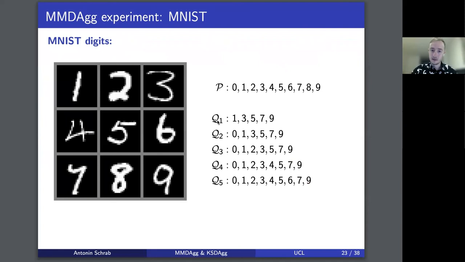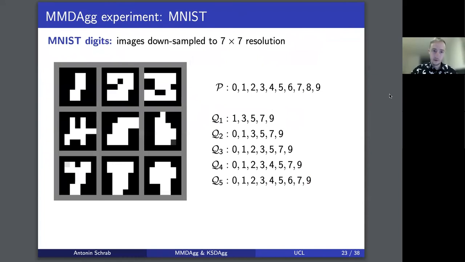So comparing P to Q1 should be relatively easy, while comparing P to Q5 should be relatively hard, because the only difference is that we miss an 8, essentially. Those are MNIST digits, and we actually consider images downsampled to 7x7 resolution. This was in order to match the experiment that was proposed by Kugler et al. So that's why we've done this.